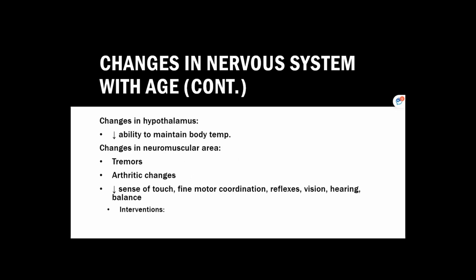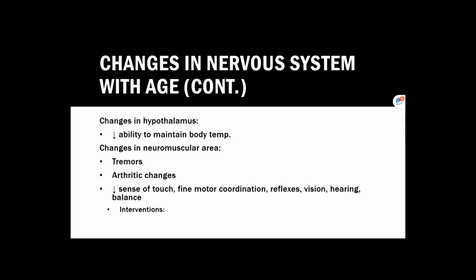Okay, so other changes with age, there are also changes in the hypothalamus. So there's a decreased ability to maintain body temperature. Oftentimes we see that there's a decreased temperature as the person ages, but it's just that overall ability to maintain the body temperature decreases. And then changes in the neuromuscular area. Oftentimes, tremors can become evident, which do increase with fatigue, as the person ages. Also, arthritic changes are common, and those can cause nerve irritation. They can also cause joint injuries. And of course, the person may even have chronic pain along with that.